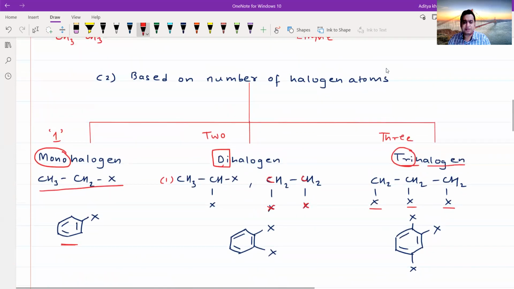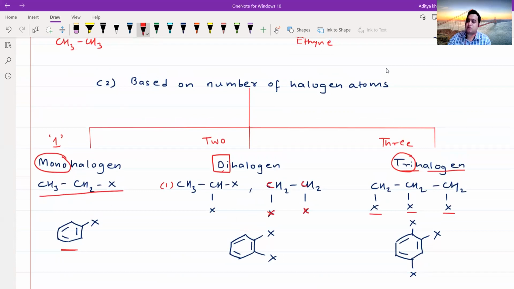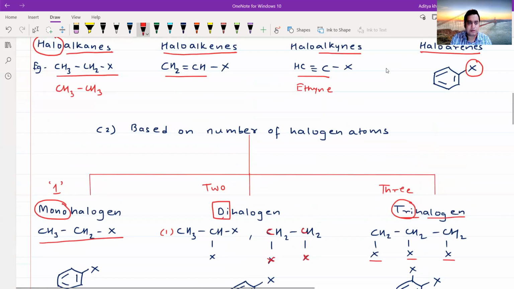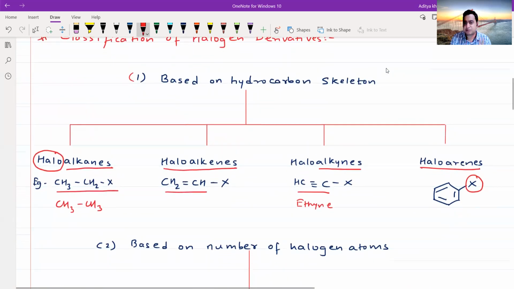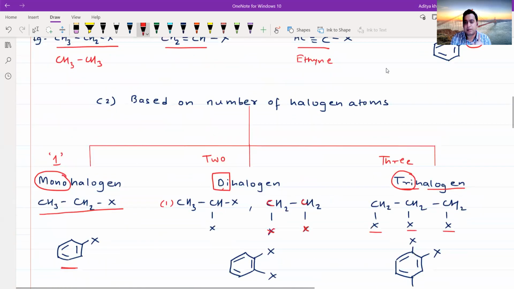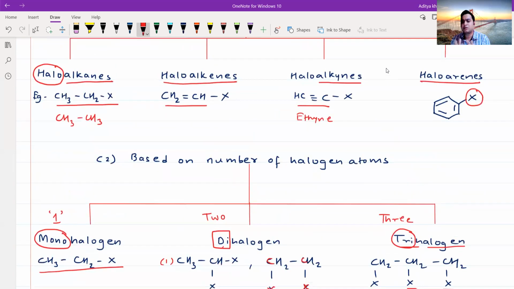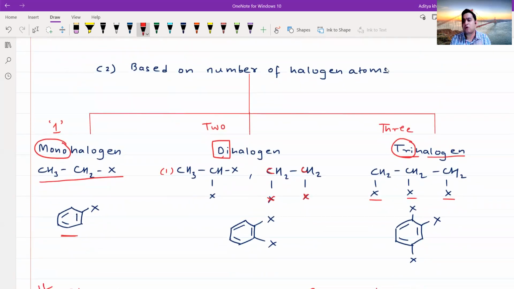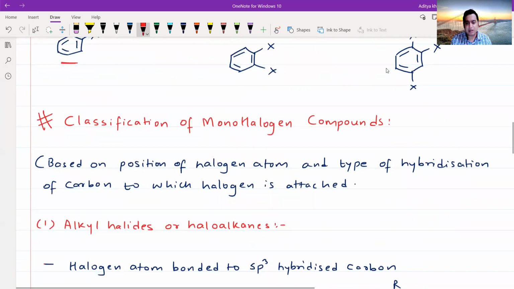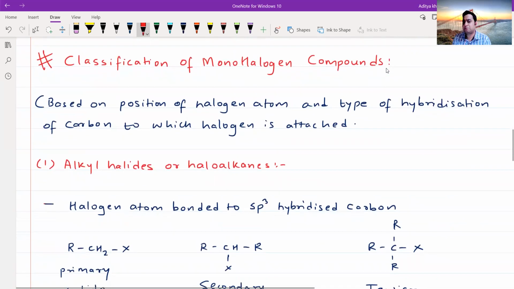So this was the classification based upon the number of halogen atoms. Hope all of you have understood it. So there were two ways of classification: hydrocarbon skeleton, and the number of halogen atoms. Now this was a more generalized classification, like we are going into mono, di, tri, and here we are going into alkane, alkene, alkyne, arenes. But a more detailed classification is only there for monohalogen. Now let's see how you classify monohalogen compounds.